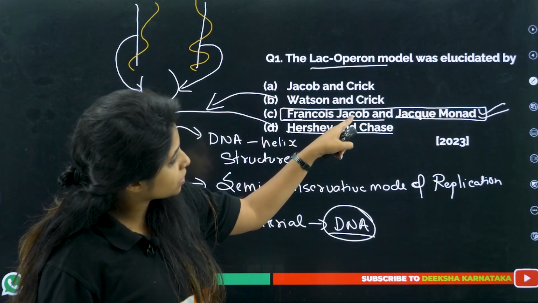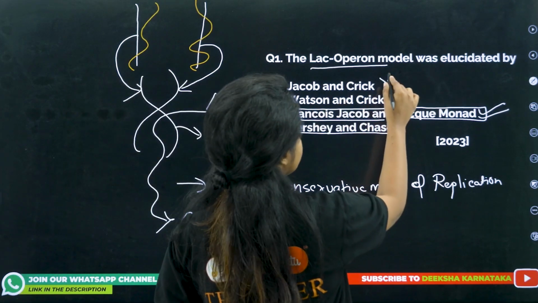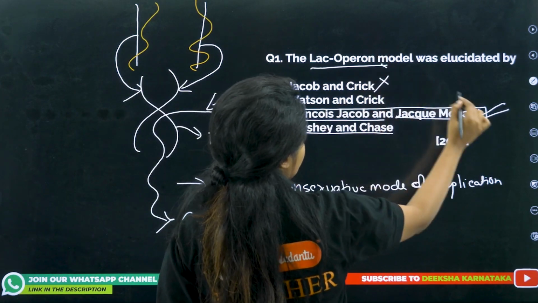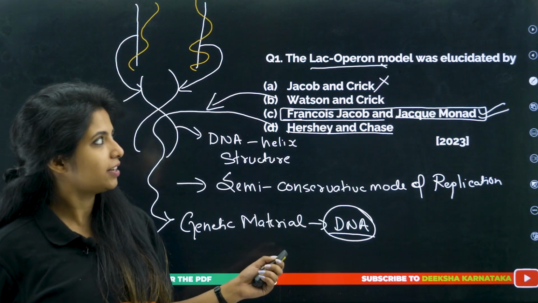Now Jacob is from this, so that's why we eliminated it. We are not explaining that. Crick is from this, so this option goes wrong. This is the answer that we have for the Lac operon. Will you remember it? I was asking, will you forget it?